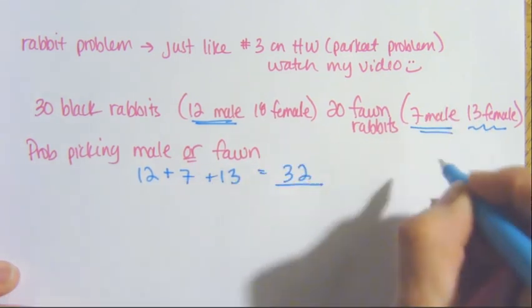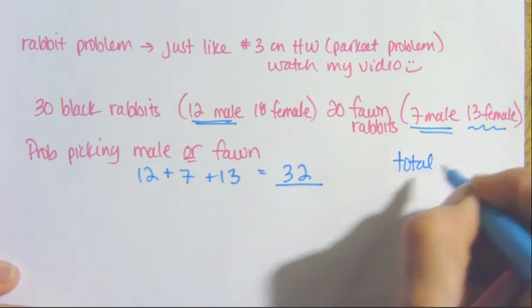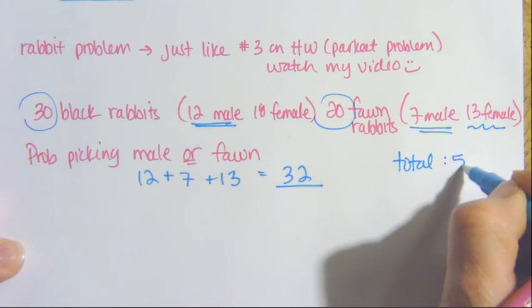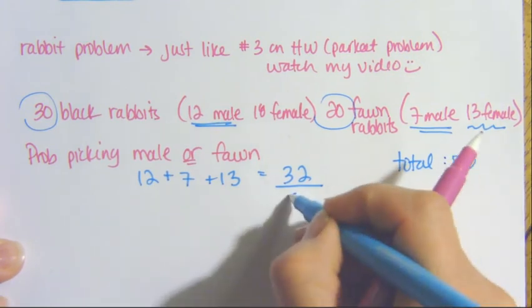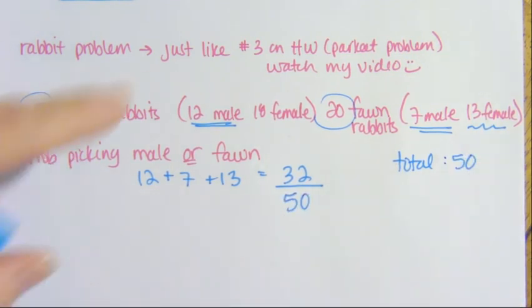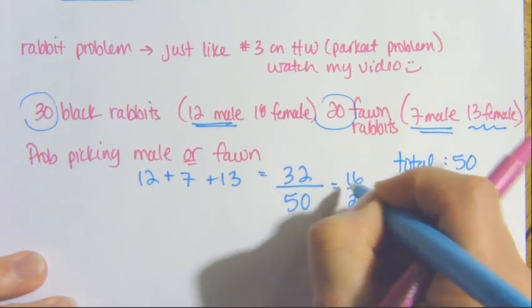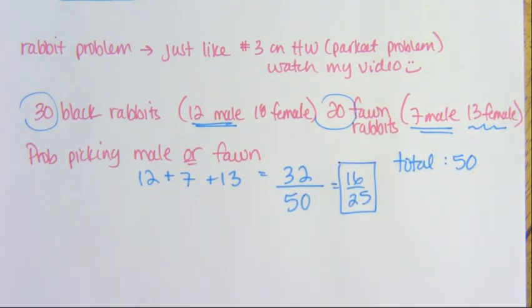and then I need to divide that by the total. So the total number of rabbits for this one would be 30 plus 20, so that's 50 total rabbits. So I would divide that by 50. Now keep in mind you can reduce that fraction. So if you reduce that, you'd get 16 over 25. Again, there's another example on the homework help if you want to look at that one.